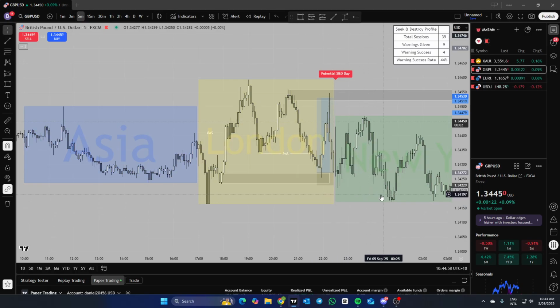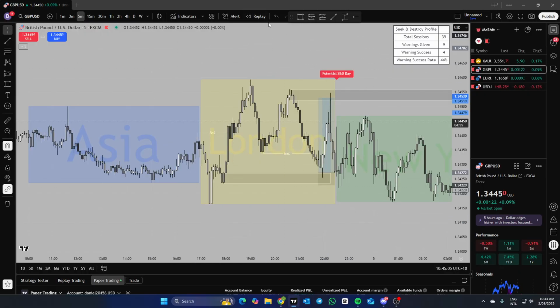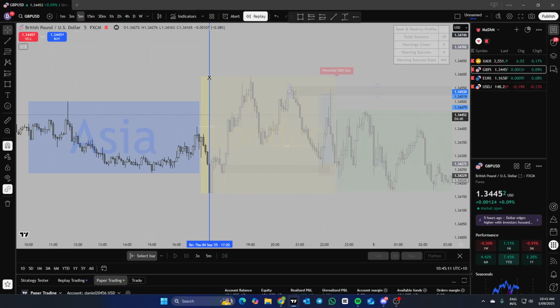All that means is with a demand zone, I'm looking to go long. Supply zone, obviously looking to go short. So all I'm going to do is bring you guys my whole thought process throughout this trade last night to hopefully teach you guys a few things.